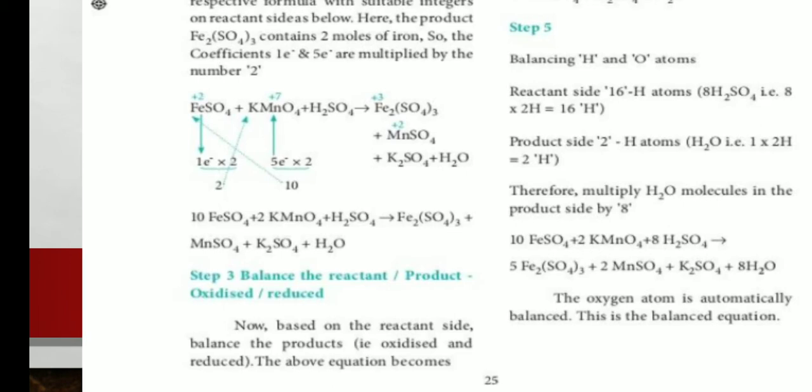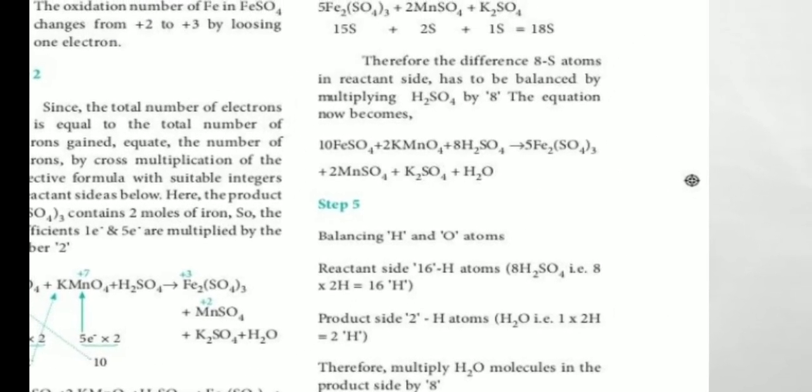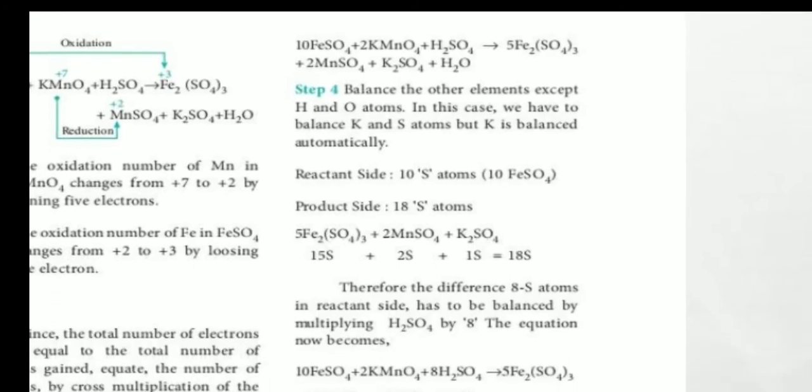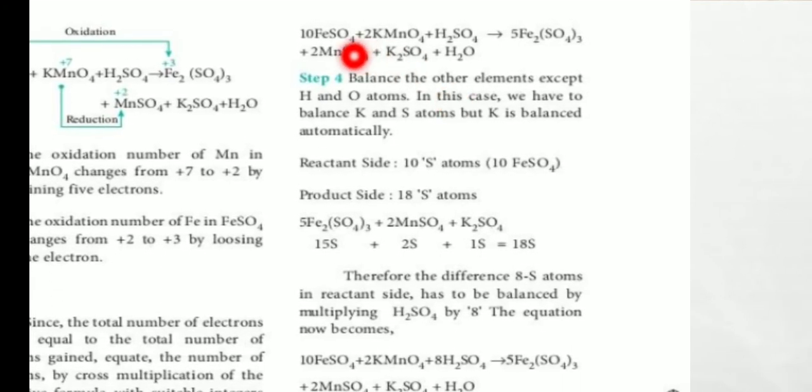Step 3. Balance the reactant side, then, based on it, balance the products. The above equation becomes 10 FeSO4 plus 2 KMnO4 plus H2SO4 gives 5 Fe2(SO4)3 plus 2 MnSO4 plus K2SO4 plus water, because 5 into 2 is 10 Fe, and 2 Mn, therefore 2 MnSO4.